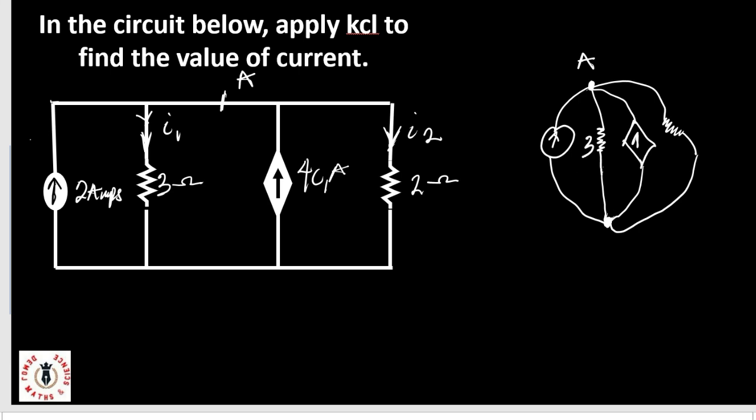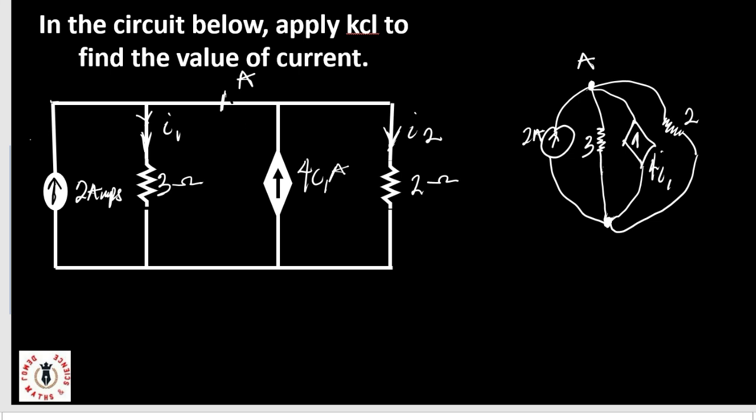This is my 3 ohm resistor. Here is my 2 ohm resistor. Here is a 4I1 amp source, and here's a 2 amp source. So you can see that everything is actually in parallel.